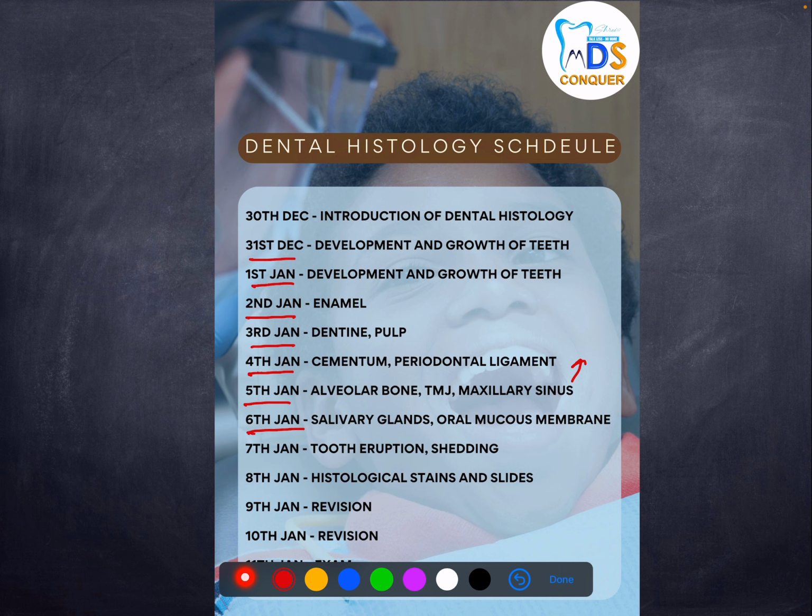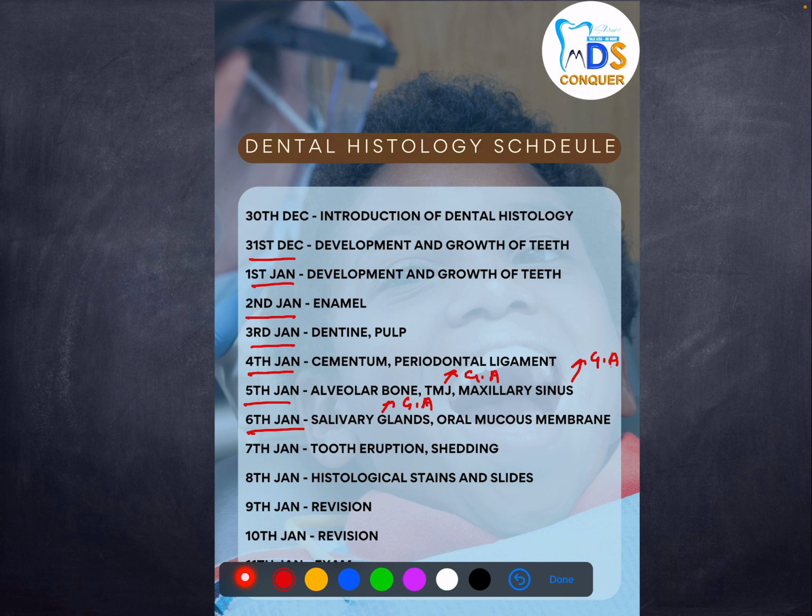Coming to 6th Jan, I want you to focus on salivary glands, oral mucosa. Again, salivary glands will be covered in general anatomy too. Maxillary sinus in general anatomy too, temporomandibular joint in general anatomy too, and most of the pathological aspects of these, temporomandibular joint, maxillary sinus and salivary glands are related to your oral path and oral medicine, and the treatment aspects will be discussed in your general as well as in your oral surgery.